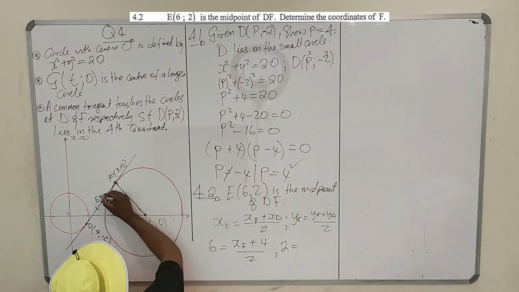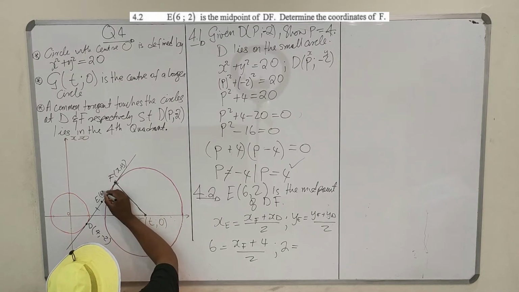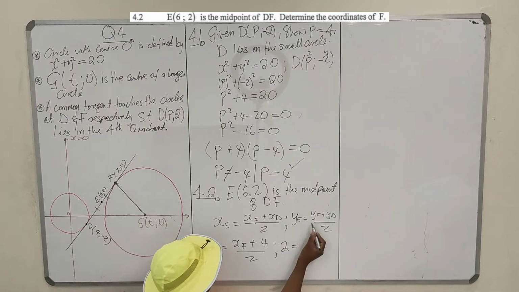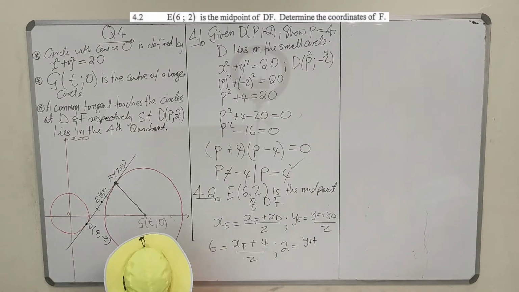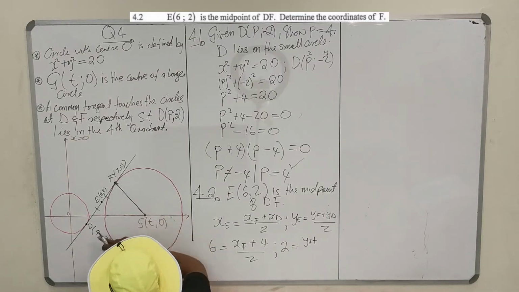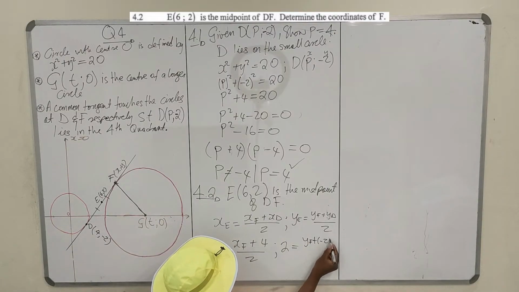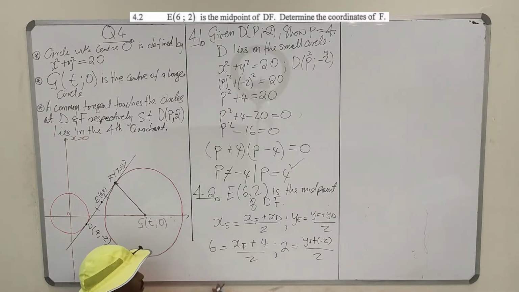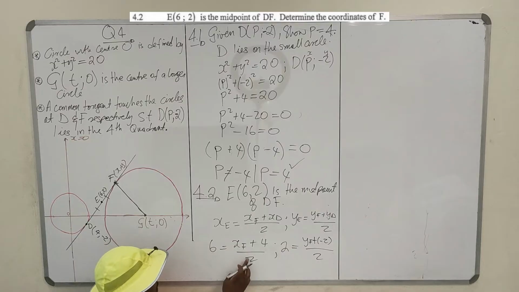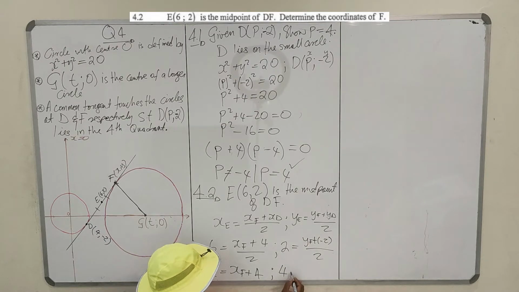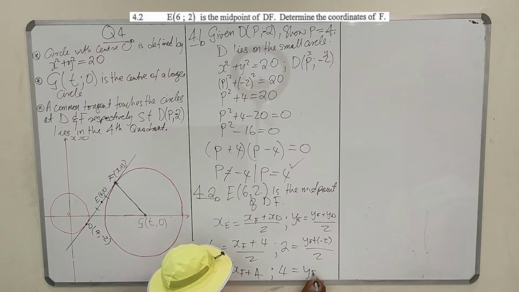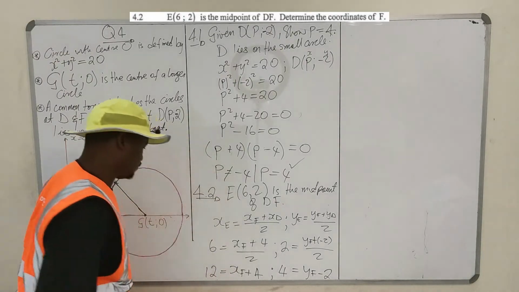Is equal to, let's write the coordinates here, 6 and 2. It's equal to the y-coordinate of F, which is what we're trying to find, plus the y-coordinate of D, which is minus 2, all over 2. Then you solve for this thing here. What do we do? Multiply by 2 throughout, so this is 12, is equal to the x-coordinate of F plus 4. 4 is equal to the y-coordinate of F minus 2.